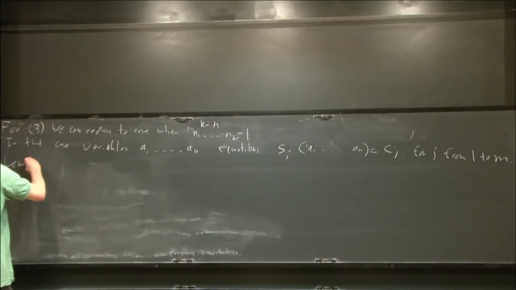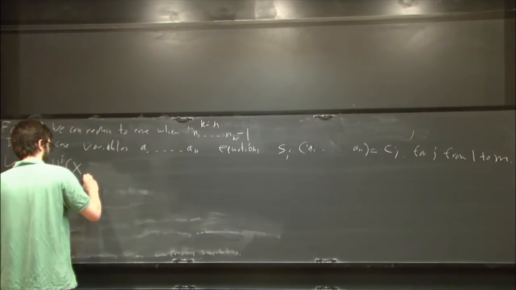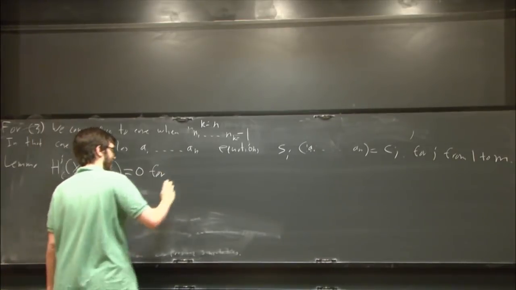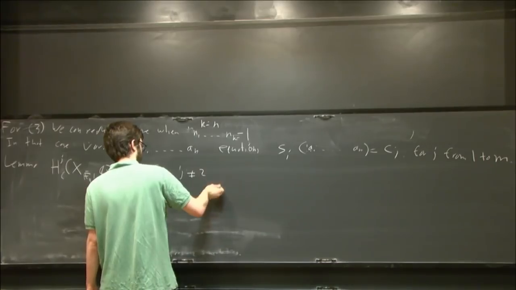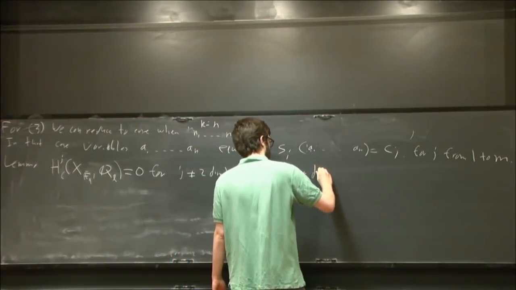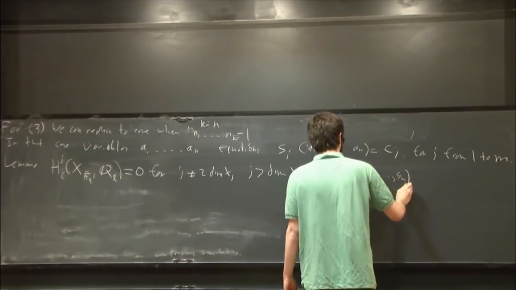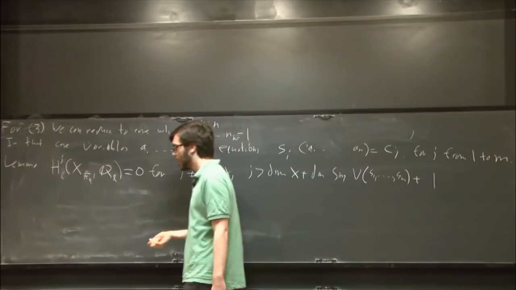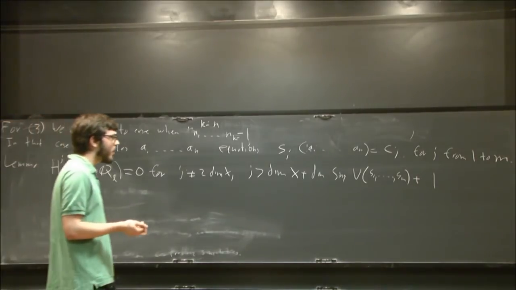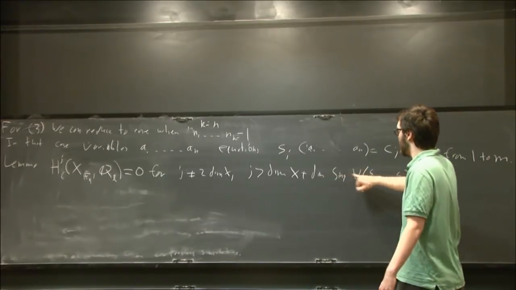So I'll state something formally. Lemma: Hj of this X over F_q bar with Ql coefficients is equal to 0 for j not equal to 2 dim X, and j greater than dim X plus the dimension of the singular locus of the vanishing set of these leading terms, the elementary symmetric polynomials, plus 1. And it's convenient if you think about when the vanishing set is empty, then if you plug this in, if you interpret this as -1, then this is also true.